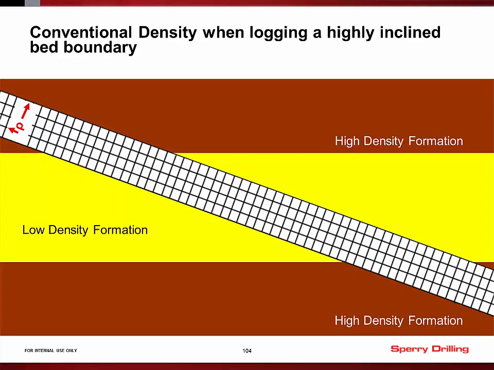Let's start with the conventional density, plotted in green here. The conventional density, if you recall, just takes all of the counts from around the borehole. It doesn't discriminate between them, it just takes a bulk average. And so when we're up here in our high density formation, it's reading correctly, it's reading the high density. When we start to penetrate the boundary, then we start to see a gradual drop in density, because it's averaging out some of the values from the high density and some from the low density.